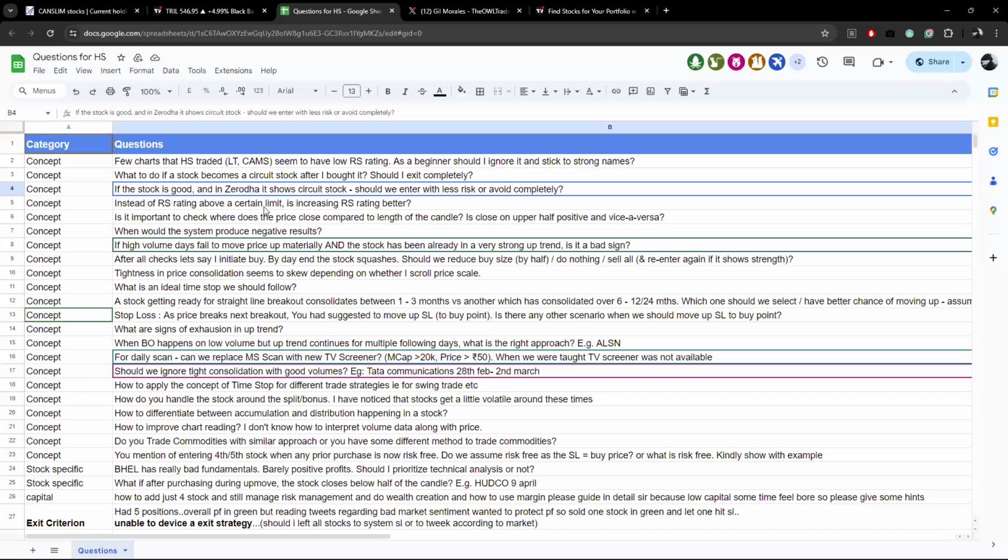Instead of an RS rating above a certain limit, is increasing RS rating better? Yeah, increasing RS rating is always better. We covered, right? You have to focus on the RS line also. But RS rating is not merely a number, it is a percentile mechanism that they follow. So if the RS rating is 70, that means your stock is outperforming 70% of the other stocks. That means your stock is in the top 30% of the market. So do you want an RS rating of 10 or 5? That means your stock is in the bottom 5%, bottom 10%.